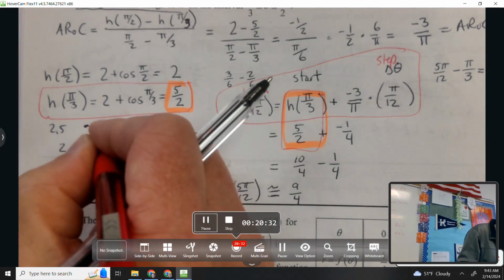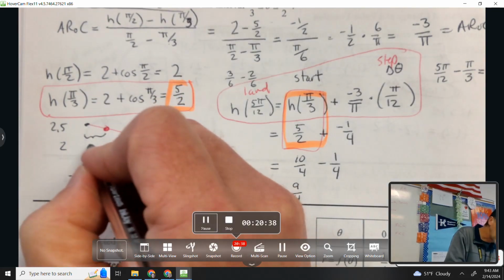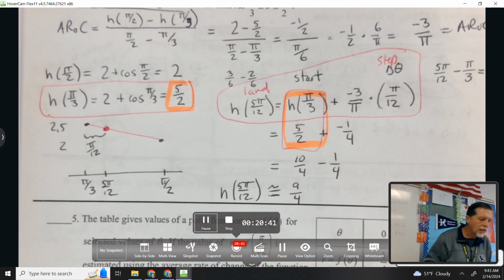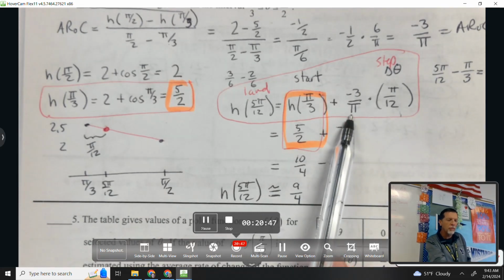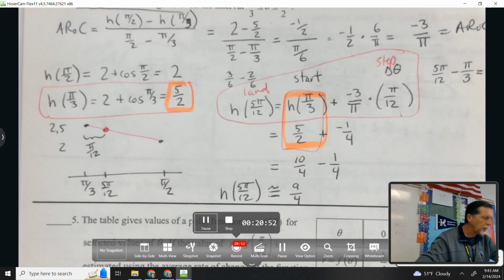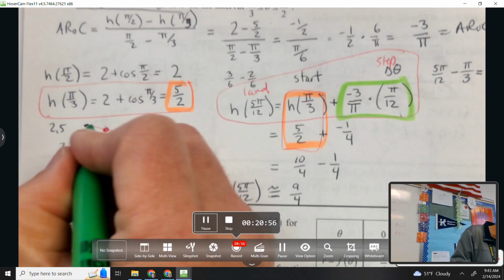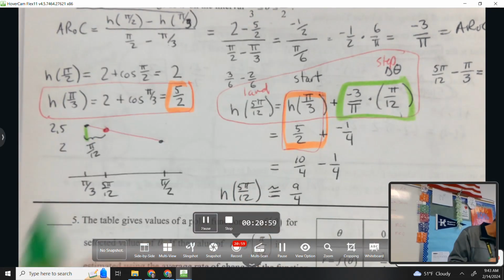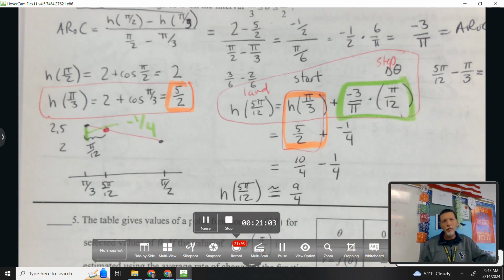Like right there. And so what we were doing is, let's just play connect the dots and figure out where that point is. And so my step was pi over 12. That's where that came from. My average rate of change, my slope, was negative 3 over pi. So I multiplied those together, and this combination of things is this height. So that height is negative 1/4. So I stepped down by 1/4 from where I started.